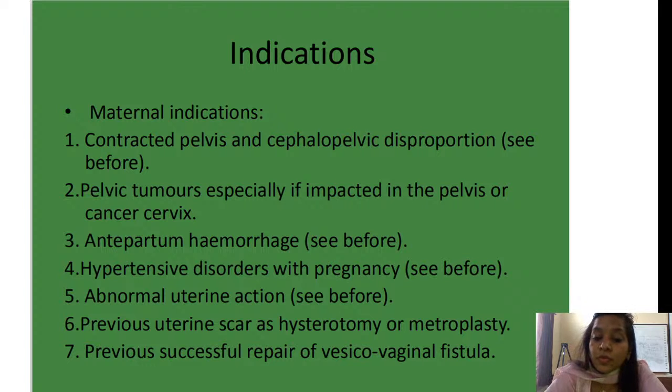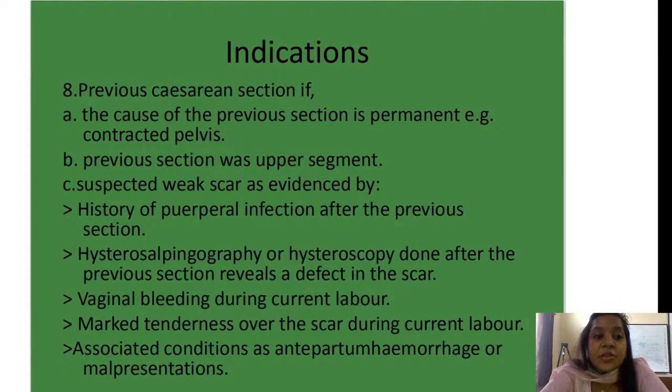What is hysterotomy? Before 28 weeks, it will be called hysterotomy or metroplasty. Previous successful repair of vesico-vaginal fistula. Indications again, previous caesarean section. If the cause of previous caesarean section is permanent, for example contracted pelvis. Previous section was upper segment. Suspected weak scar as evidenced by history of puerperal infection after the previous section. Hysterosalpingography or hysteroscopy done after the previous section reveals a defect in the scar.